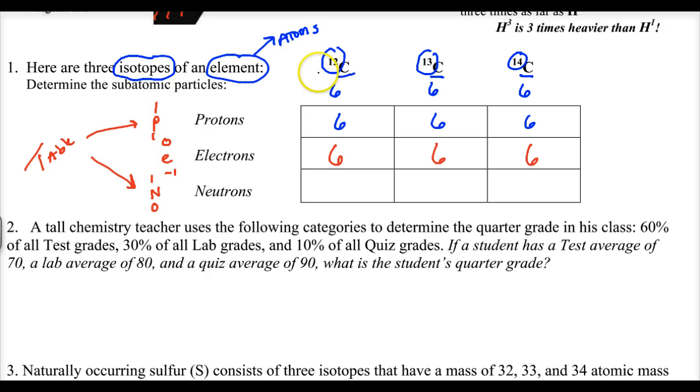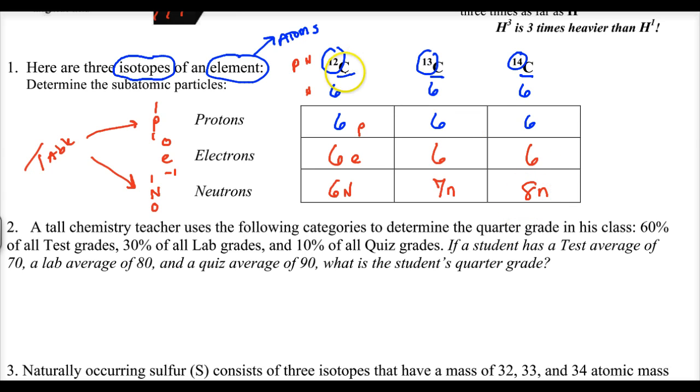So how do we get neutrons? We subtract, because the top number is protons and neutrons and the bottom number is protons. So 12 minus 6, 6 neutrons. These are electrons, these are protons. 13 minus 6, do my math, it's 7 neutrons. Then 14 minus 6, 8 neutrons.